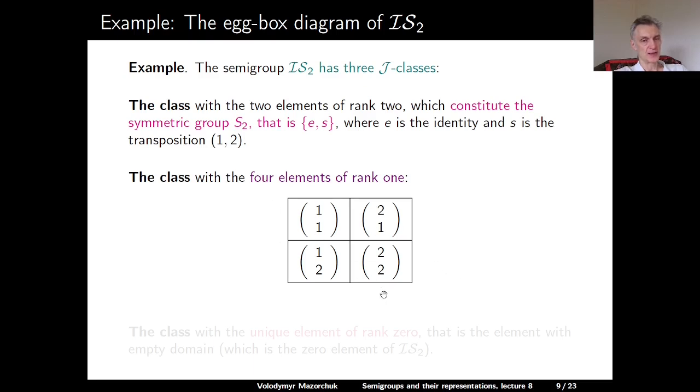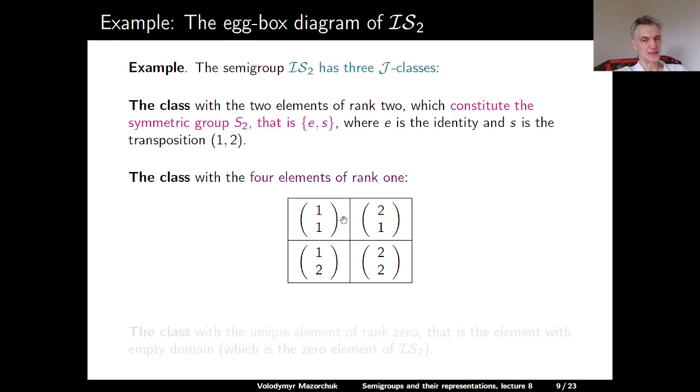It has two L classes and two R classes. The L classes correspond to the domain, so the first column is the L class, which corresponds to all elements which are defined on 1. The second column, the two elements which are defined on 2.